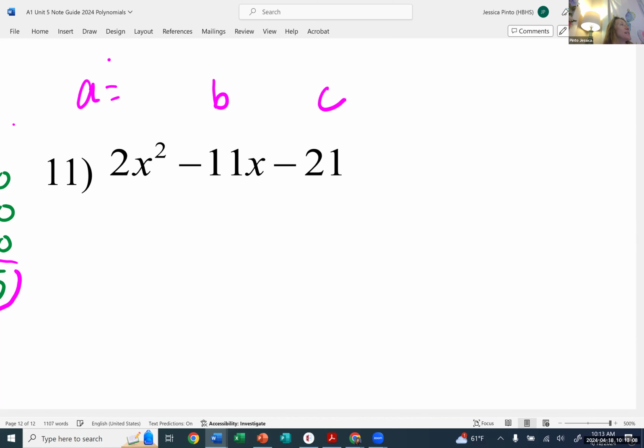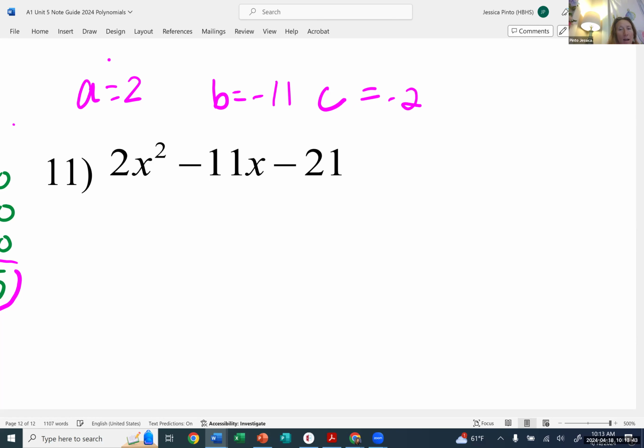The number that represents A this time is what number, Mason? The number that represents B is what number? 11. Mason? 11 is very close to the number. Be more specific. Negative 11. We only take the number parts. Great. Finally, JP, what is the number that represents C?